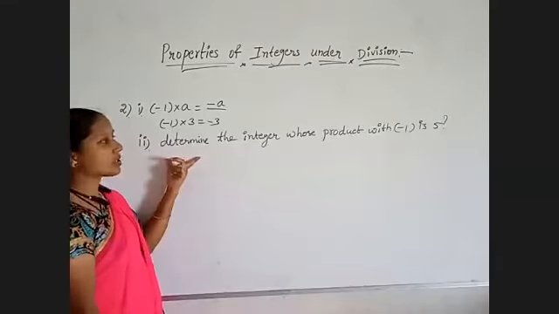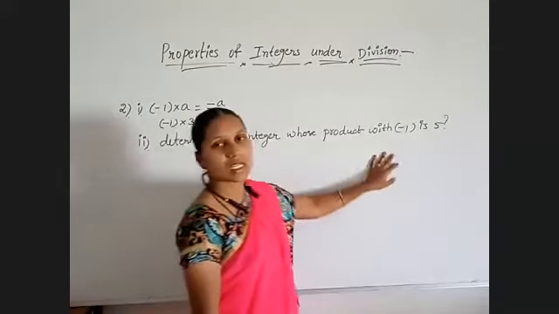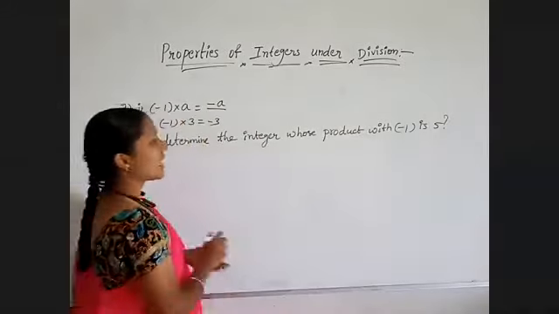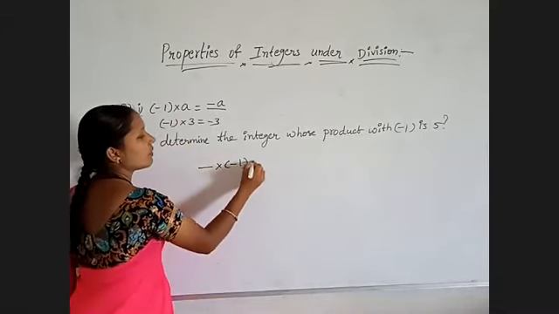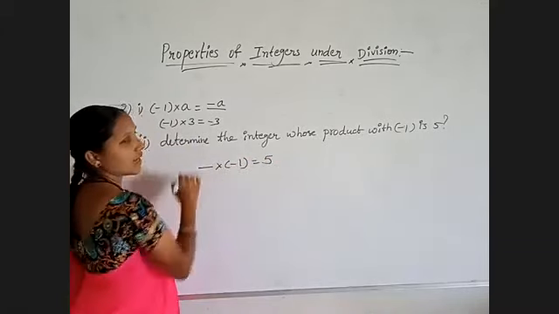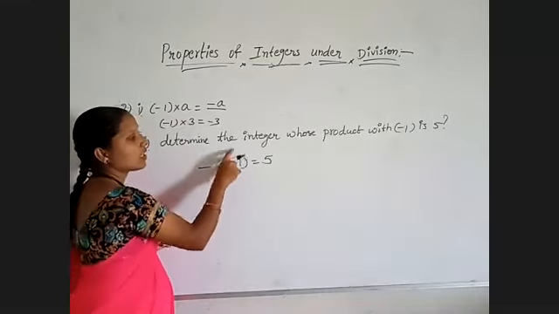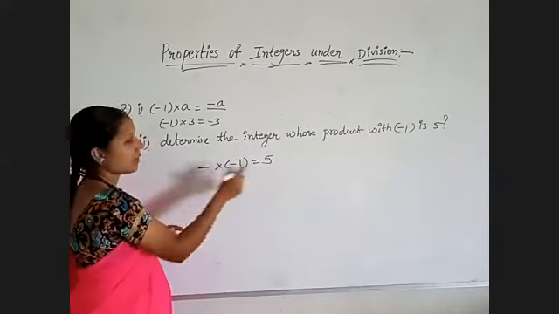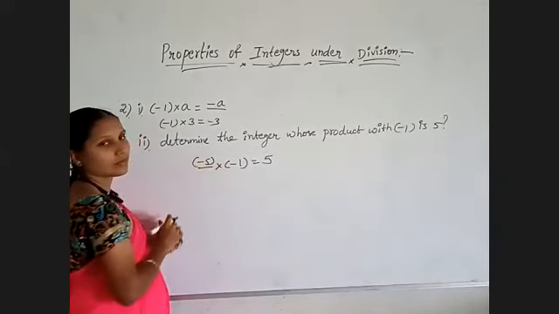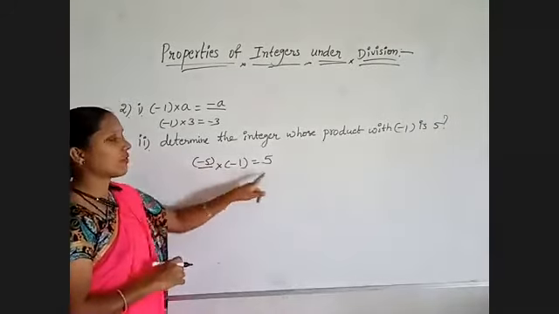And coming to the question, determine the integer whose product with minus 1 is 5. So they are asking reversely: by multiplying which number with minus 1 will we get the result as 5? I just told you, whenever you are multiplying with minus 1, you will get that number's additive inverse. What is the additive inverse of 5? Minus 5. That's all. So minus into minus will become plus, 5 and 5.